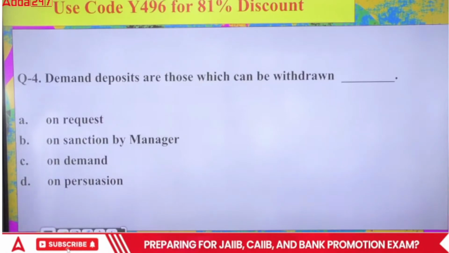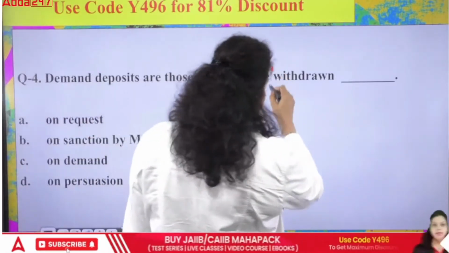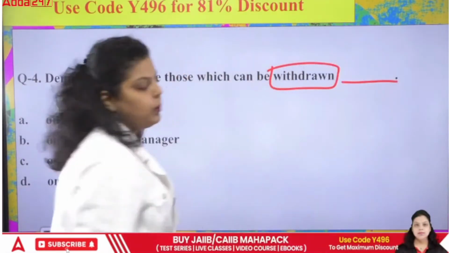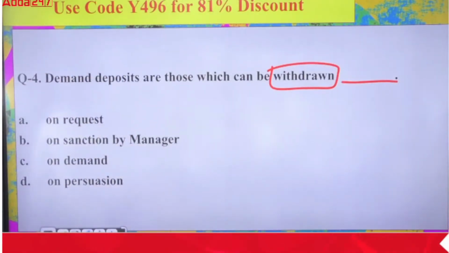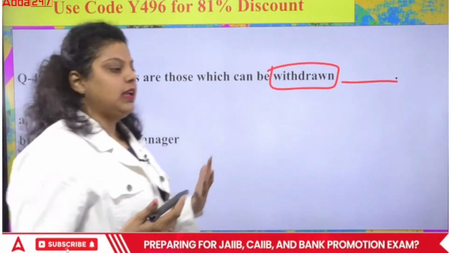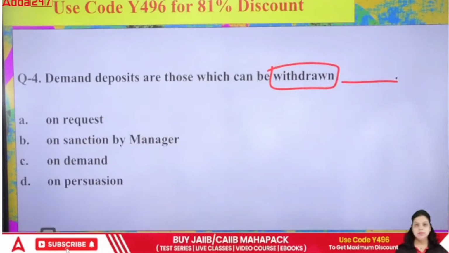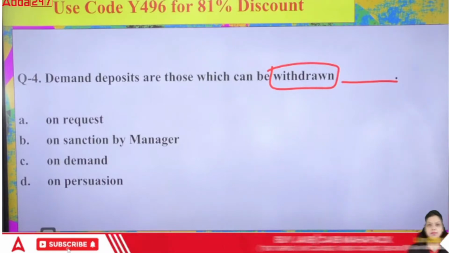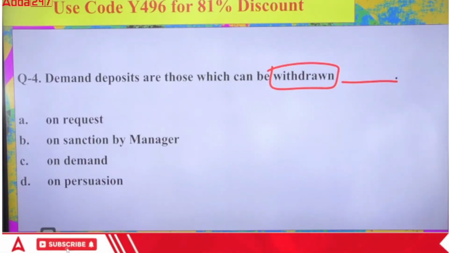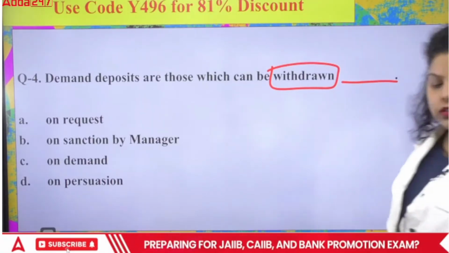Next, demand deposits are those which can be withdrawn dash. So when will it be allowed by the bank to the customer that they can withdraw their money in case of demand deposit? First, on request; second, on sanction by manager; third, on demand; or fourth, on persuasion. Which of the following is correct?